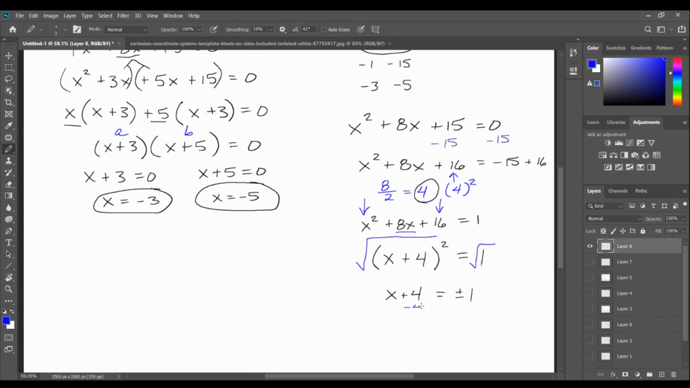I need to subtract 4 from both sides. Positive 1 minus 4 is negative 3. Negative 1 minus 4 is negative 5. And I got the exact same answers we had up here. So that's another method that works equally well to find the solution to the equation, or the values of x that would make this true.